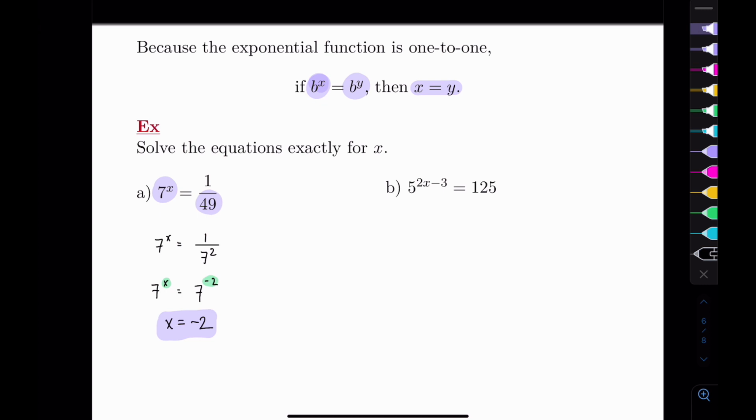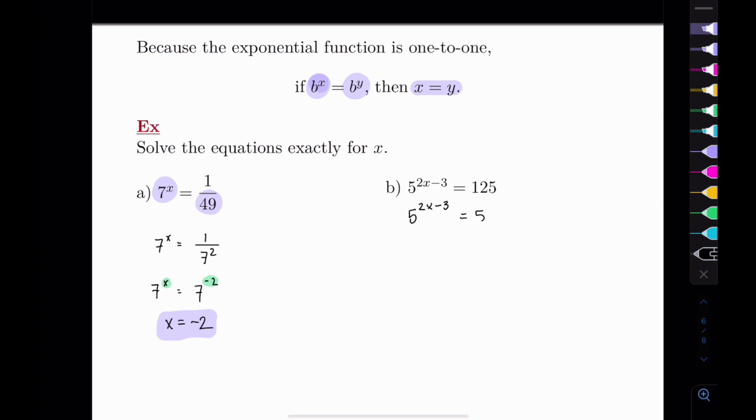Okay? So for the second example, we want to try to do exactly the same thing. We have 5 to a power. We hopefully can write this 125 as 5 to a power. And thankfully we can.